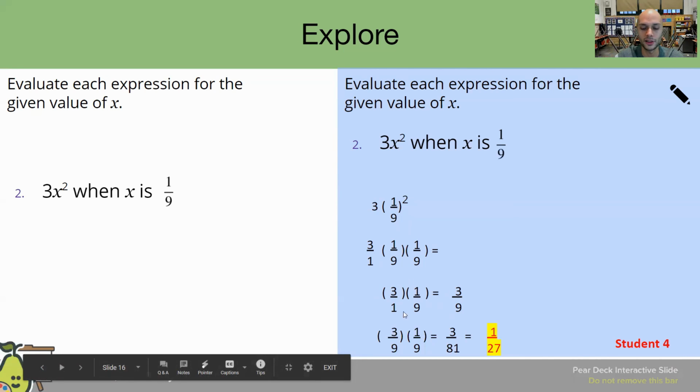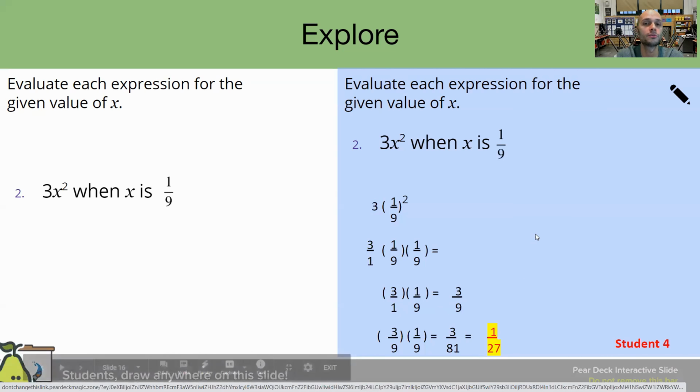3 times 1 is 3, and 1 times 9 is 9. So our answer here is 3/9. So 3 times 1 is 3, and 9 times 9 is 81. Take 3 and divide it by itself, you get 1. And when you take 81 and divide it by 3, you get 27. So the final answer to this problem should have been 1/27.